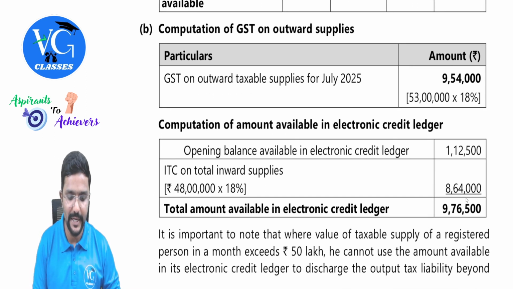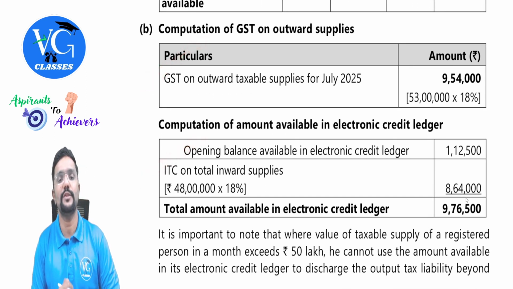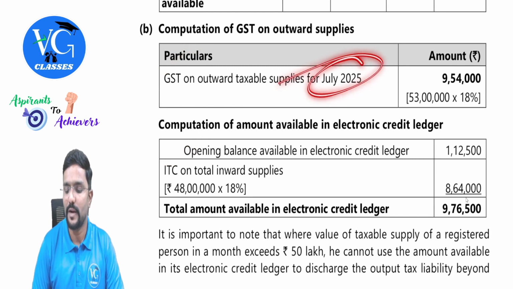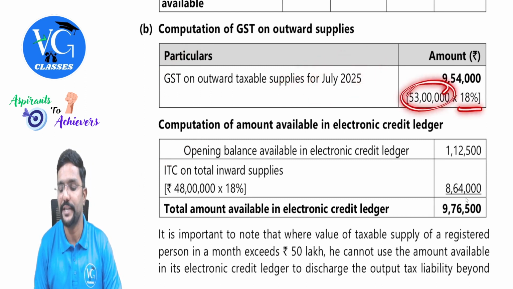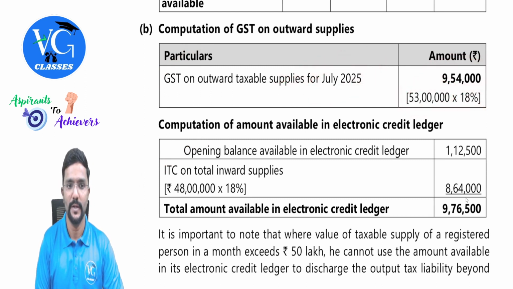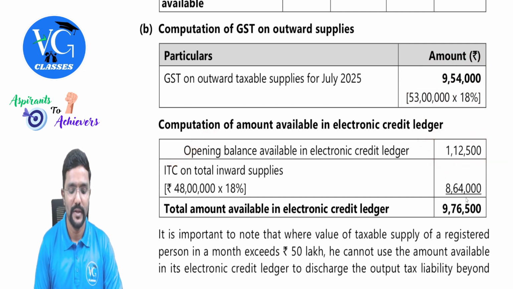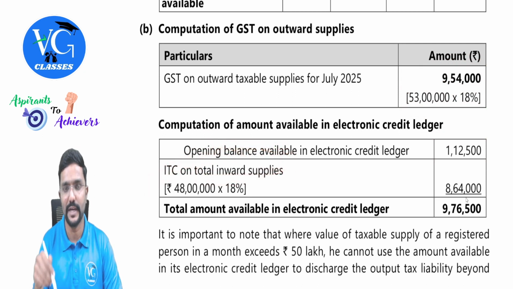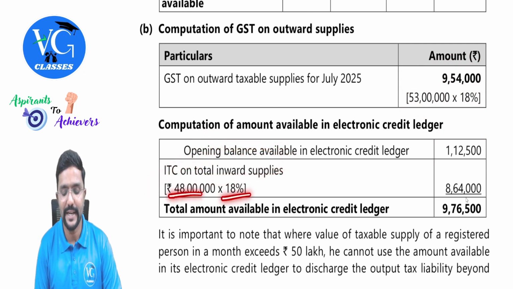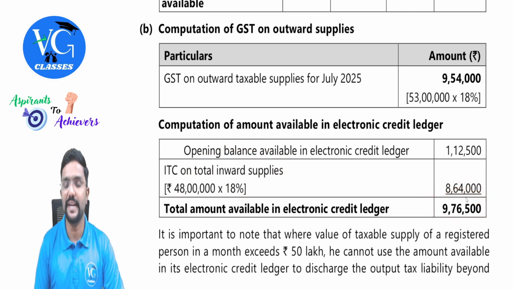So first, calculate output tax and input tax for the month of July. For July, what is the amount of output tax? 53 lakh into 18%, 9 lakh 54,000. Then what is the input tax credit? Opening balance 1 lakh 12,500 is there. Then ITC on the total inward supply for the current month is 48 lakh into 18%, 8 lakh 64,000. So 9 lakh 76,500 is the total credit.